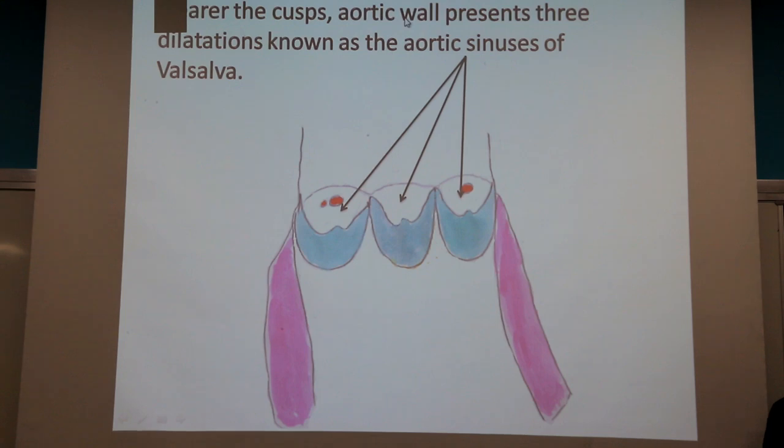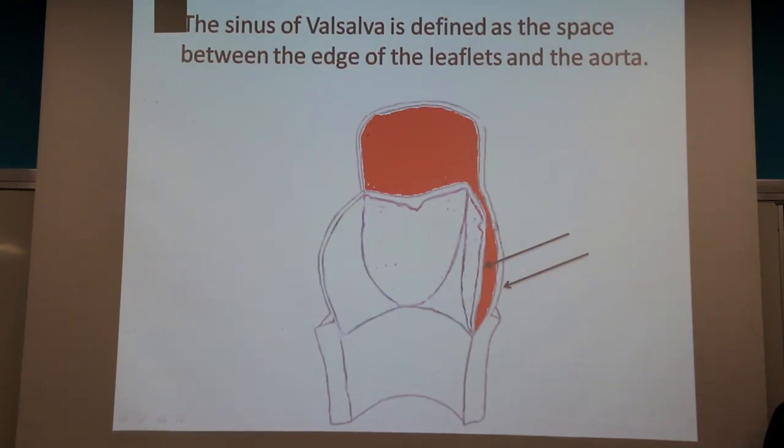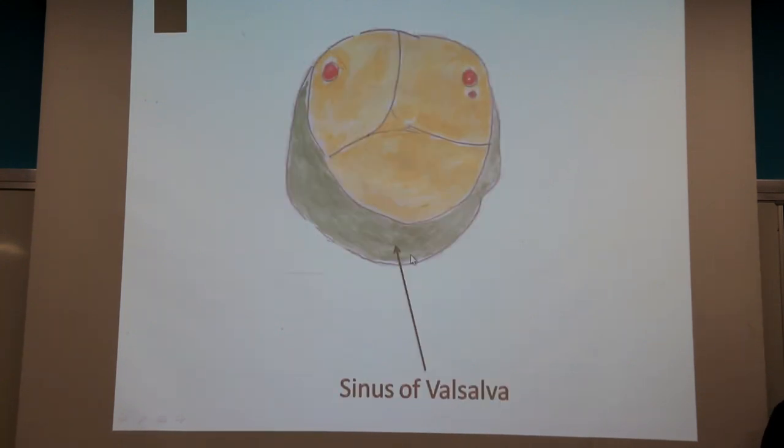Near the cusp, the aortic wall presents three dilatations known as the aortic sinuses of Valsalva. Here is the sinus of Valsalva. So the sinus of Valsalva is the space between the edge of the leaflet and the aortic wall. Here is the sinus of Valsalva.